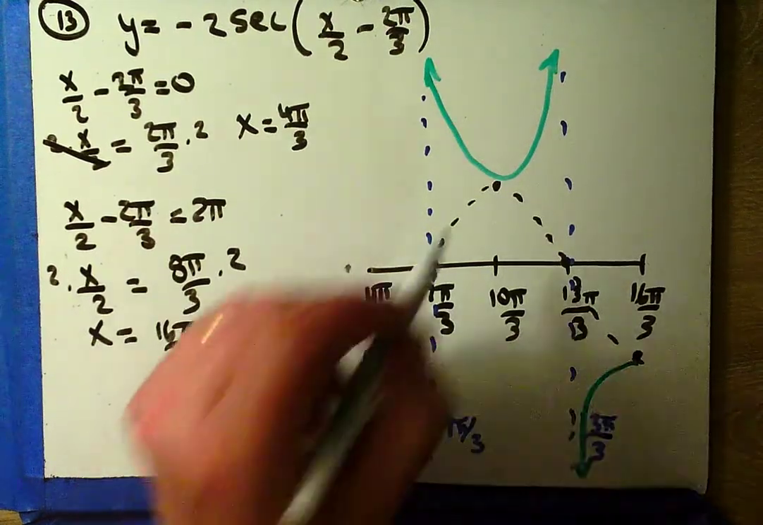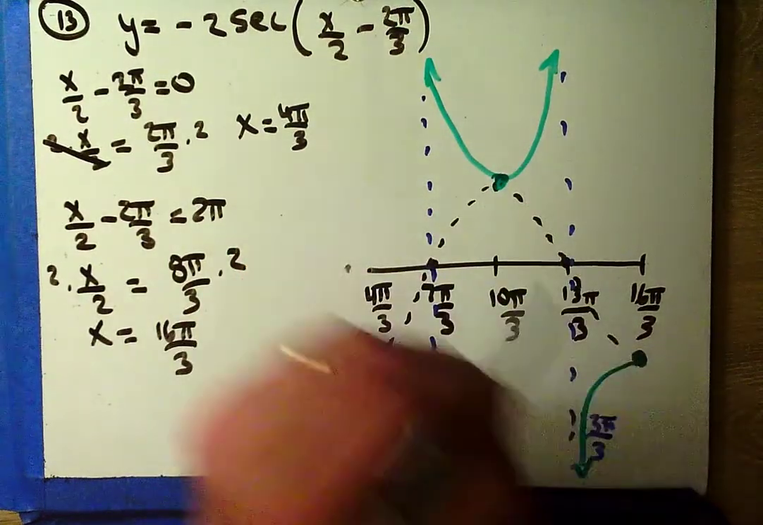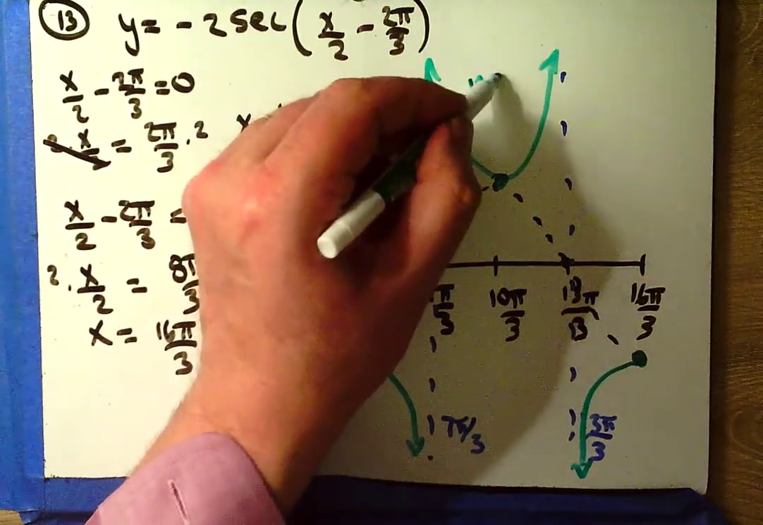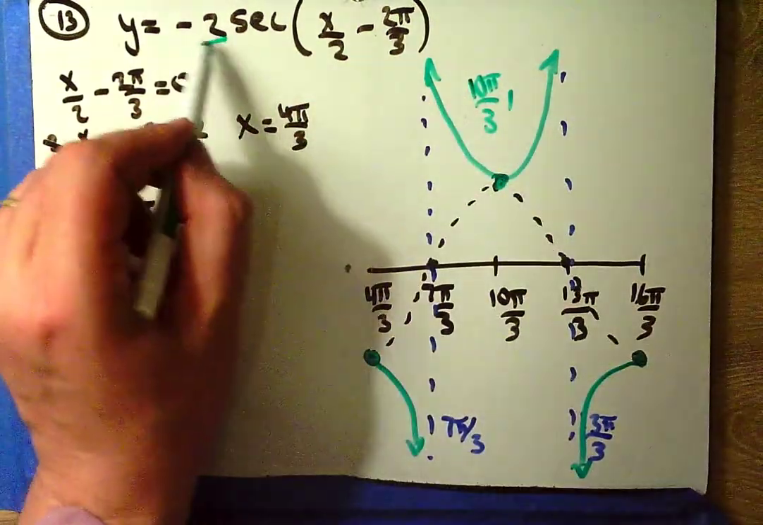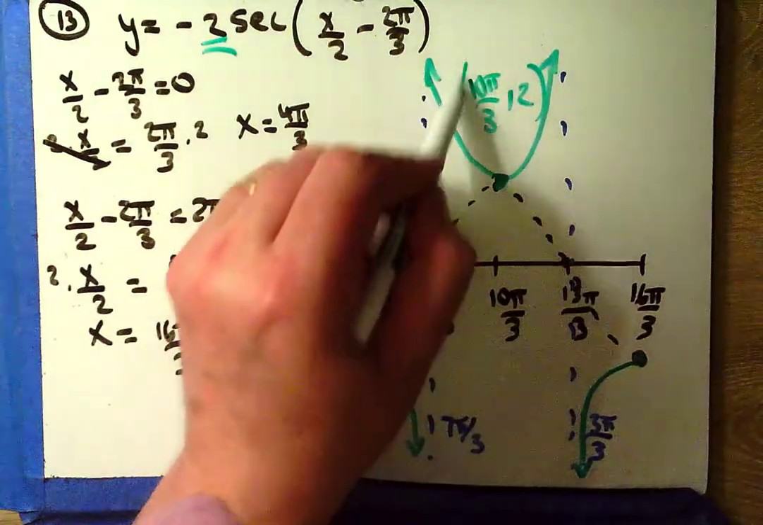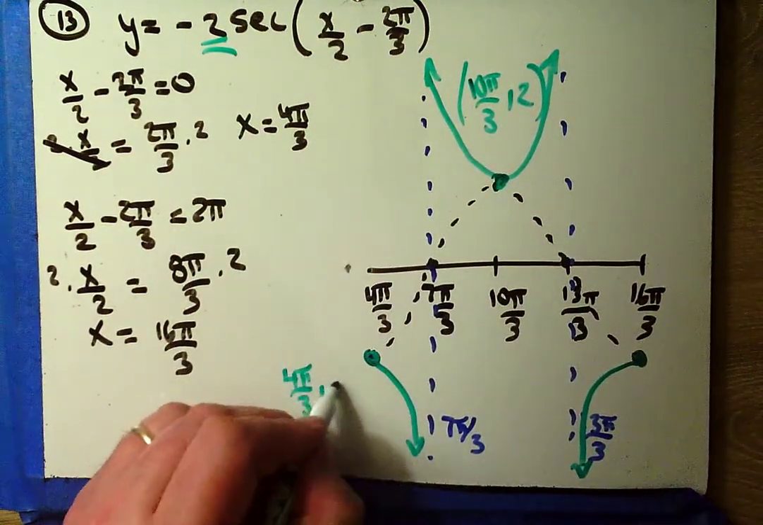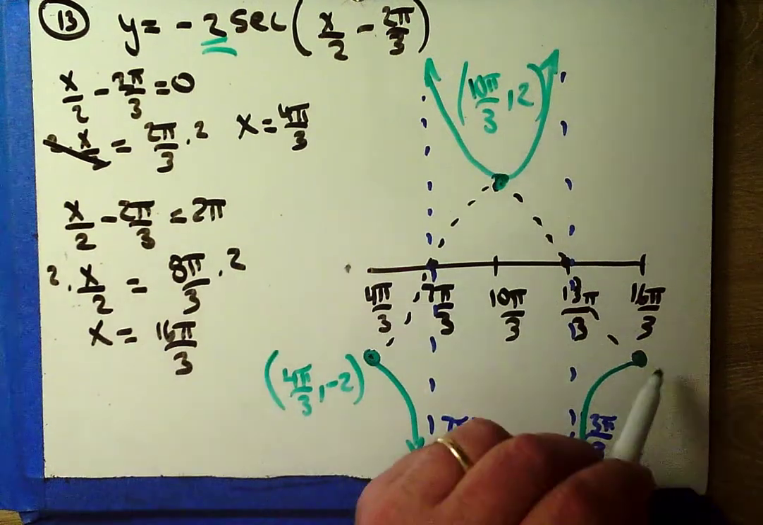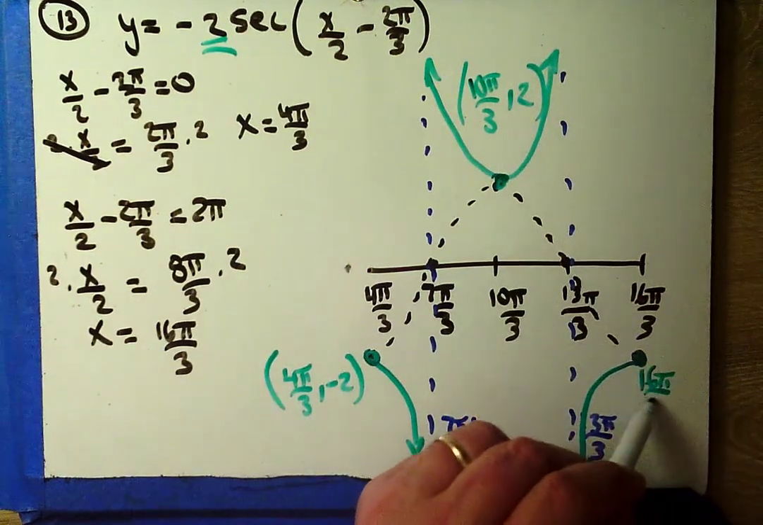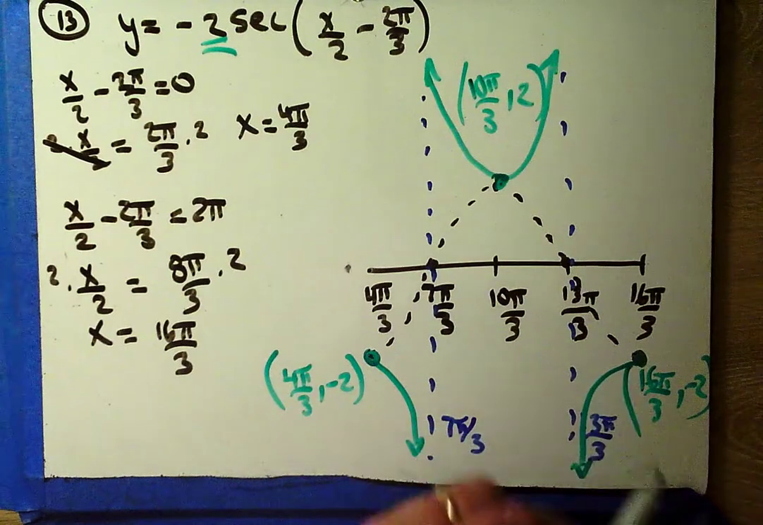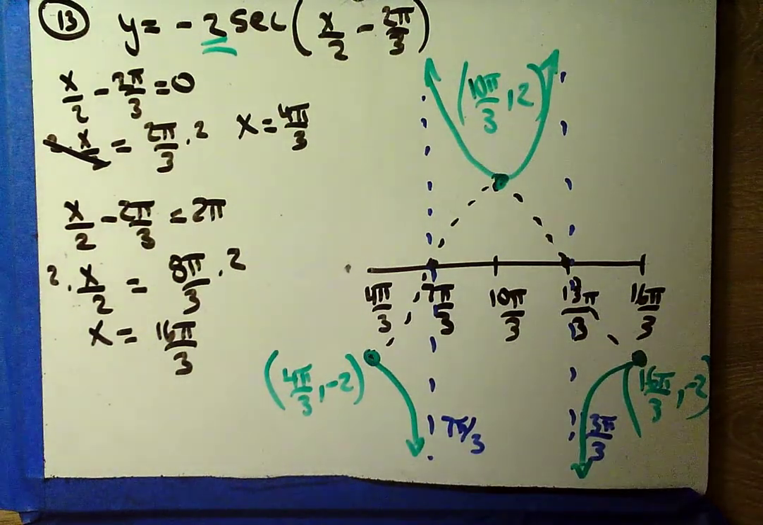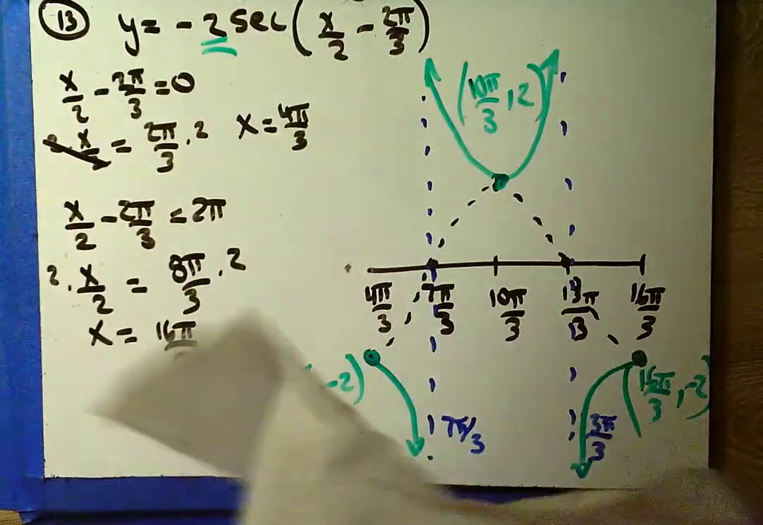We still need to label these points. This one is 10 pi over 3, comma, amplitude is 2. This is going to be 4 pi over 3, negative 2. This is 16 pi over 3, negative 2. And there's our graph for number 13, a negative secant graph.